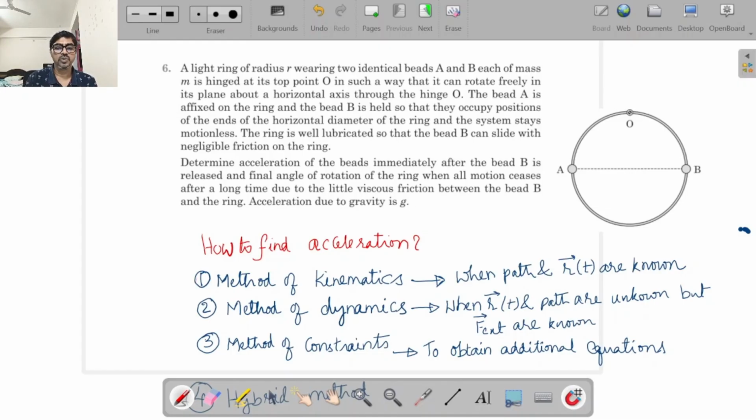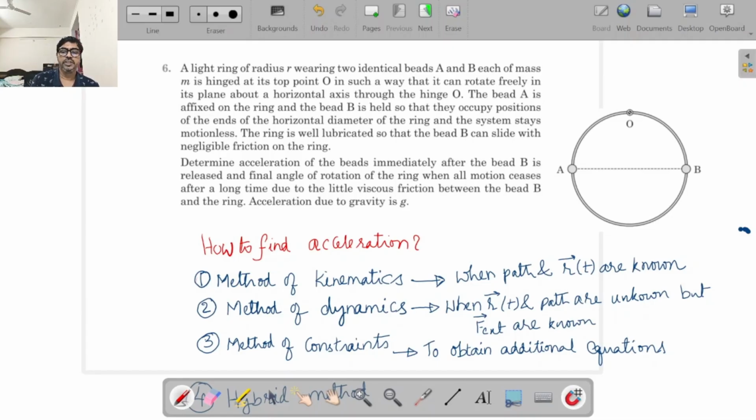The second part: find the angle of rotation of the ring when all motion ceases after a long time, due to the little viscous friction between the bead and the ring. So as B is oscillating and the ring is oscillating, it is a complicated motion, and finally it comes to rest. When it comes to rest, what would be the angular orientation of the ring? He is asking about that. So we have these two parts.